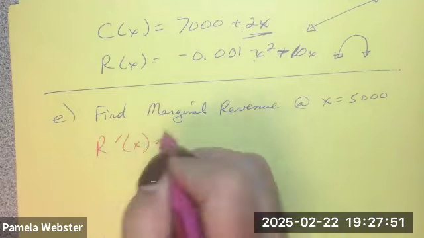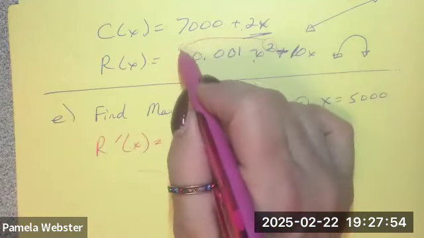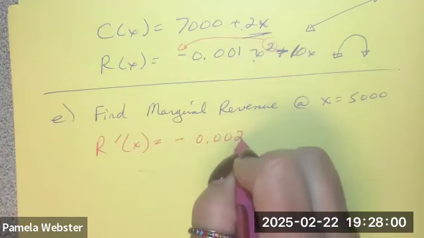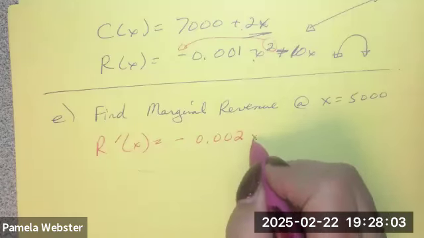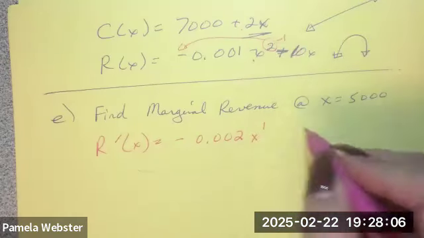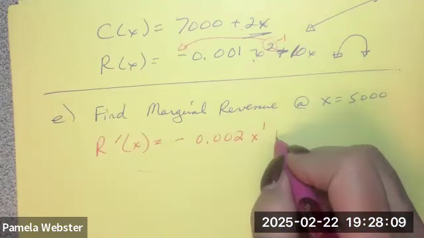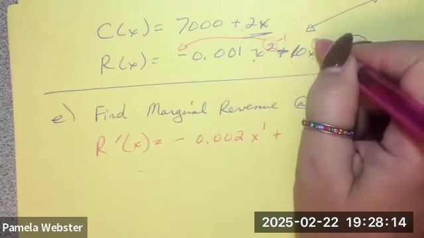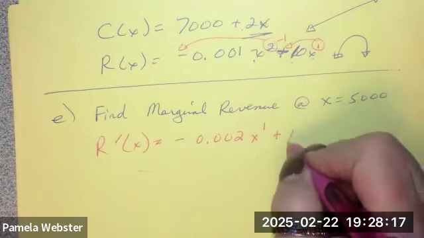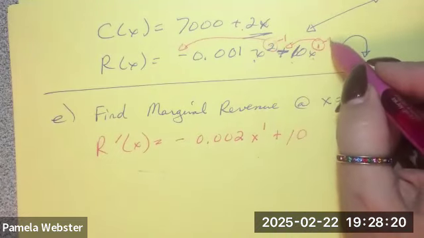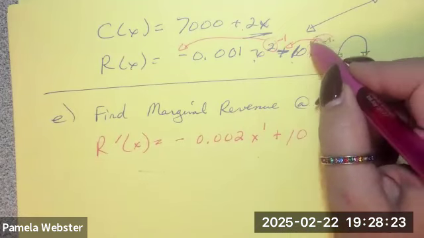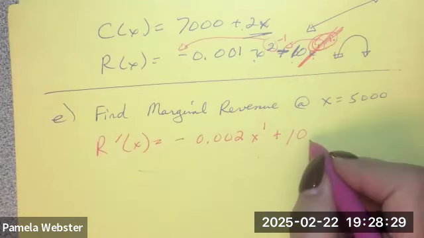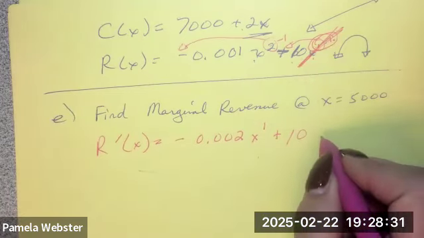Revenue prime is multiply this 2 out in front, negative 2 times 0.001 is 0.002. It's an x, subtract 1 from the exponent, it's x to the first. And then remember, whenever I have like a 10x here and it's x to the first, technically what I'm doing is multiplying that 1 out in front. 1 times 10 is 10. And then subtracting 1 off of that exponent. But what's 1 minus 1? It's 0. And that becomes x to the 0. And so that's just 10 times a 1, right? Anything to the 0 power is a 1.